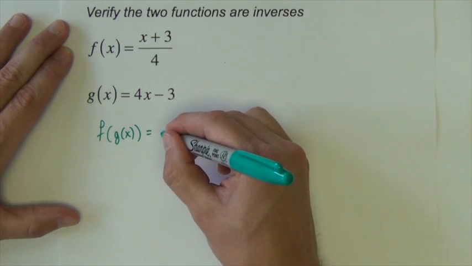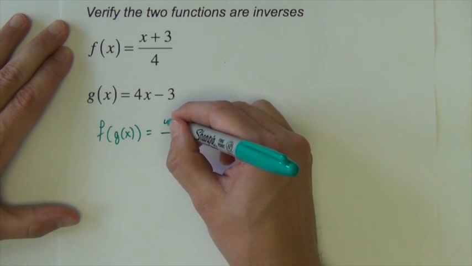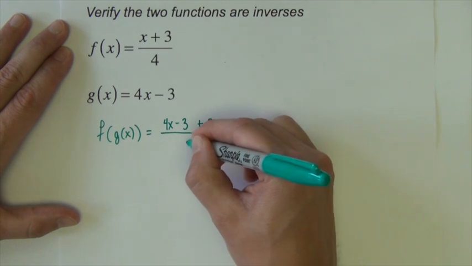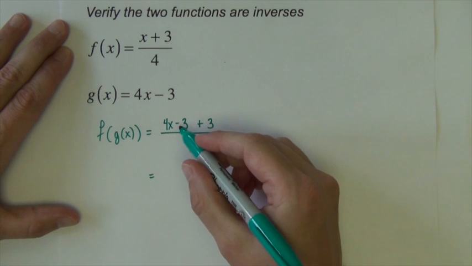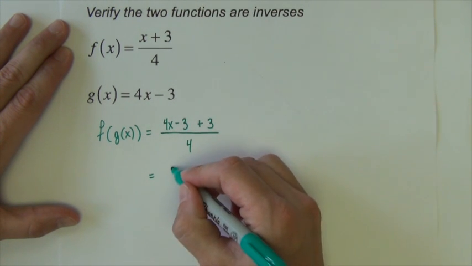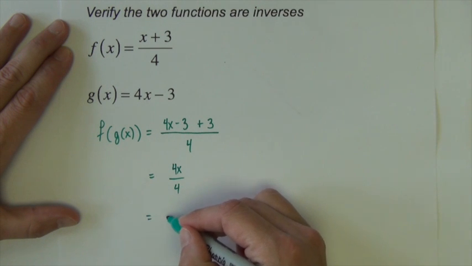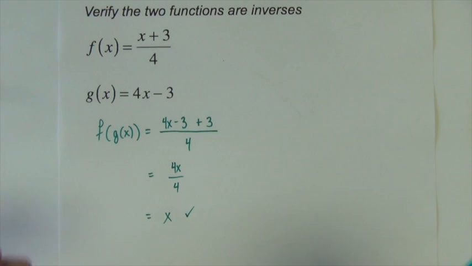Okay, so the f function is a fraction. I have x plus 3. The x is going to be 4x minus 3. Here's my plus 3 divided by 4. And we're just going to simplify this. The minus 3 plus 3 cancels, so I get 4x divided by 4. The 4's cancel, so I get x. So that checks out when I compose them that way.